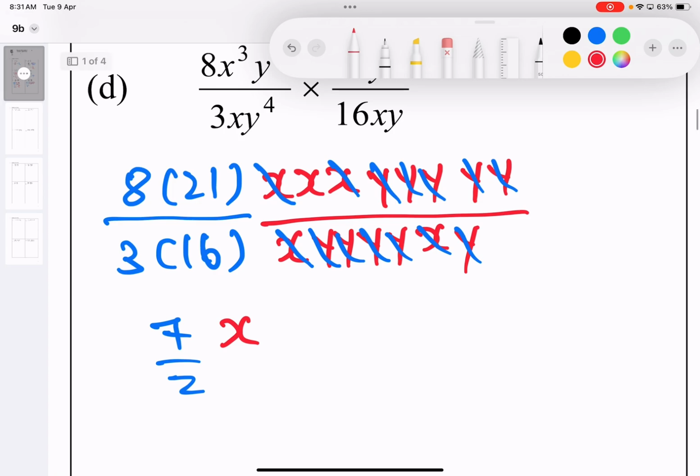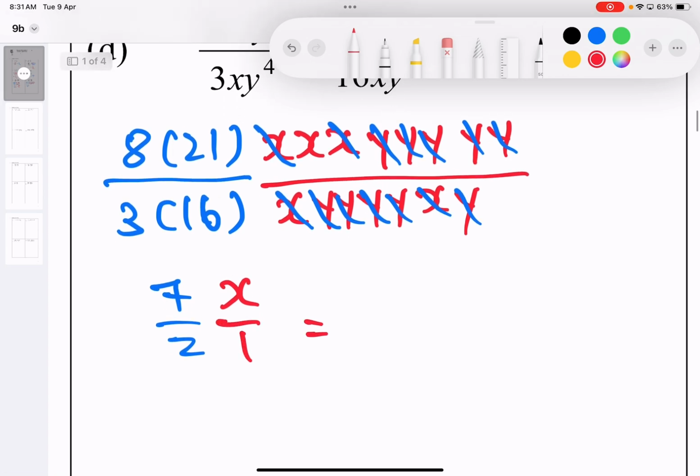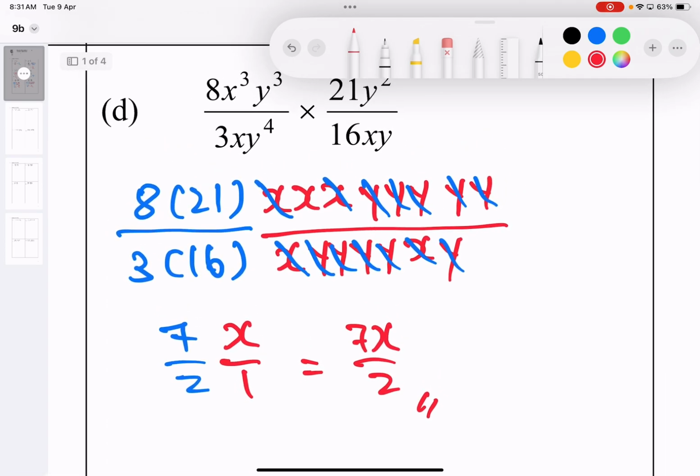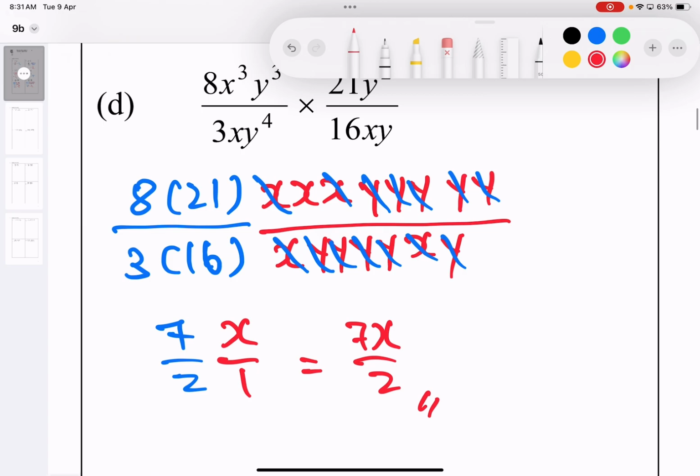That's all. Make sure you stick them together: 7x over 2. That is your simplified fraction, your fraction in the most simplified form. Is that okay? If this question comes out in the exam, I need you to know how to simplify this one. Numbers, just put them all together. The factors, you cancel them. The same factors, you cancel them.